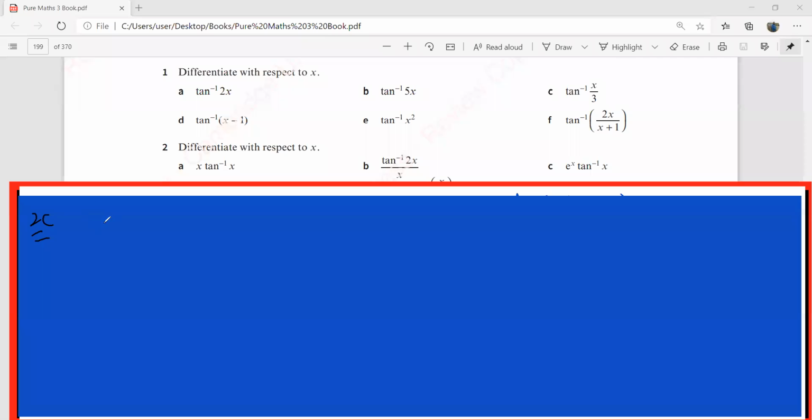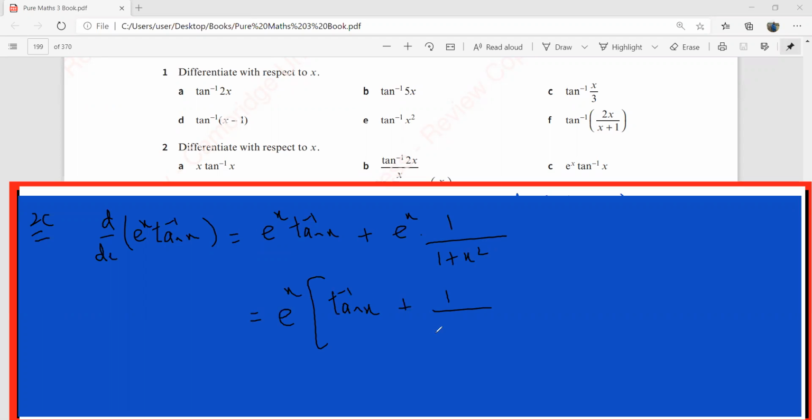So in 2c, we have to differentiate this e raised to power x with tan inverse of x. So this will be done through the u dot v rule. The derivative of e raised to power x is e raised to power x, and I keep that tan inverse of x with this. And then plus e raised to power x, and the derivative of this tan inverse of x is 1 over 1 plus x squared. You can take e raised to power x common here. So this is tan inverse of x plus 1 over 1 plus x squared. We can leave it up to this.